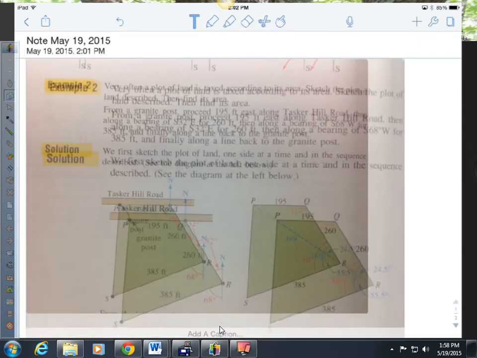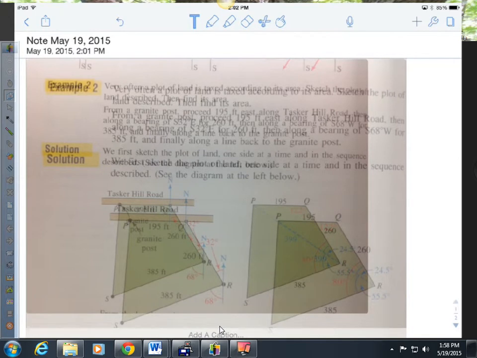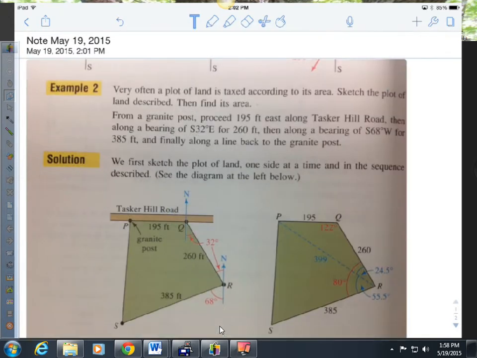All right, so what this says is very often a plot of land is taxed according to its area, and we're going to see a couple of these for homework on our worksheet. Sketch the plot of land described. Even though we've got the sketch down here, on our homework we're not going to, so we are going to sketch this. We're just going to refer to what they have here.